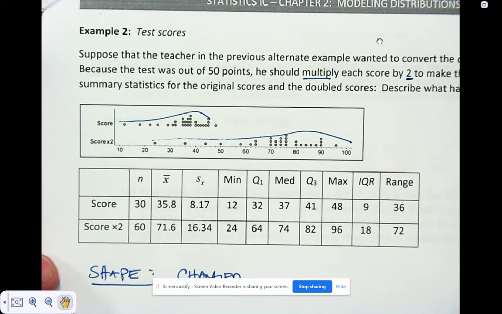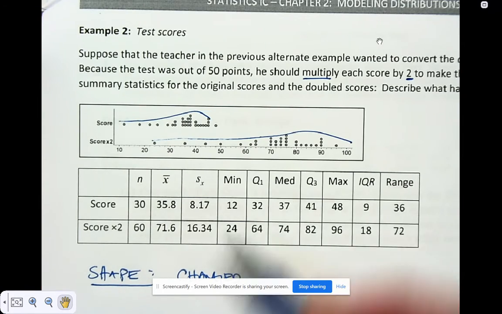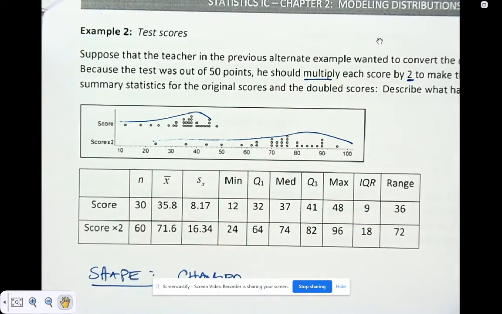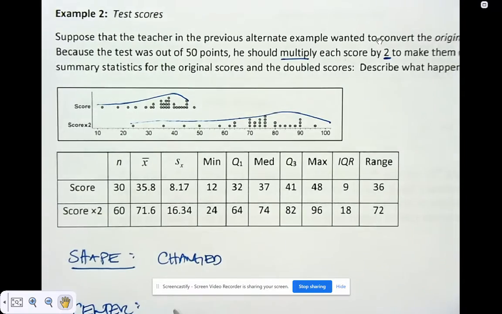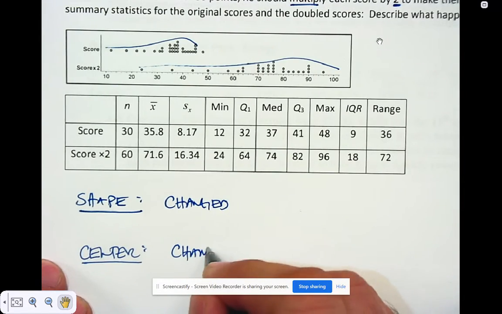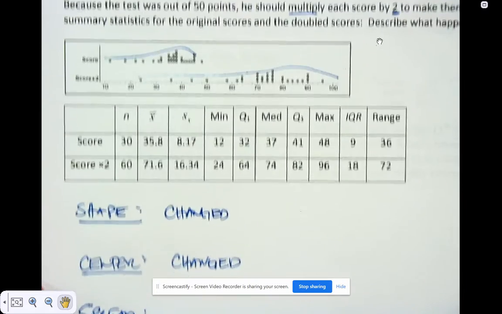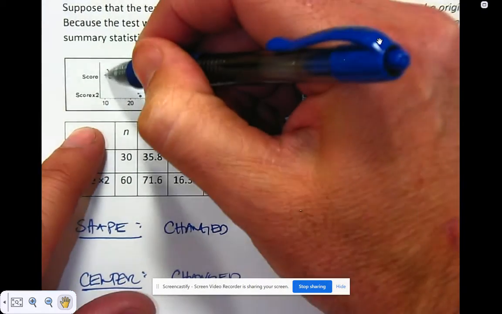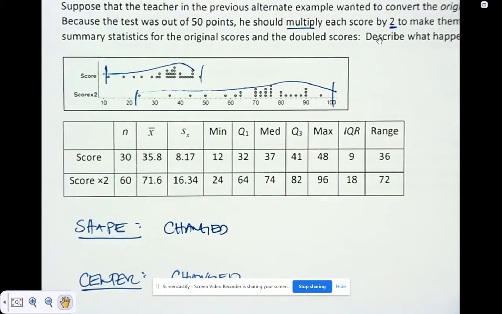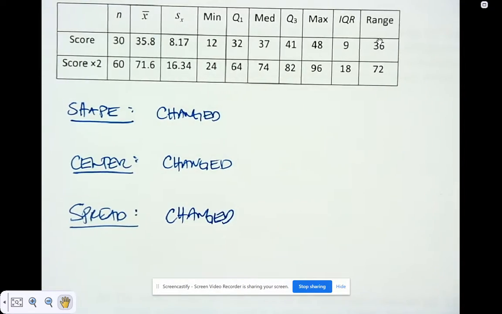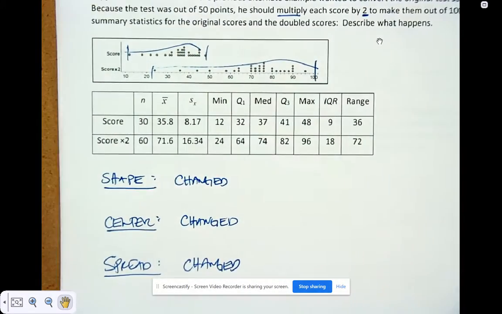Okay. All right. And then let's talk about center. Well, the center here was right about there, but then, it got kind of more spread out. So, I feel like it's definitely going to change. The center will change. And we don't really know what it changed by yet, but we can tell it changed. And what about the spread? Well, multiplying by 2 definitely changed it, right? Think about the range here, there to there versus there to there. Seems like it got much bigger. So it also changed.